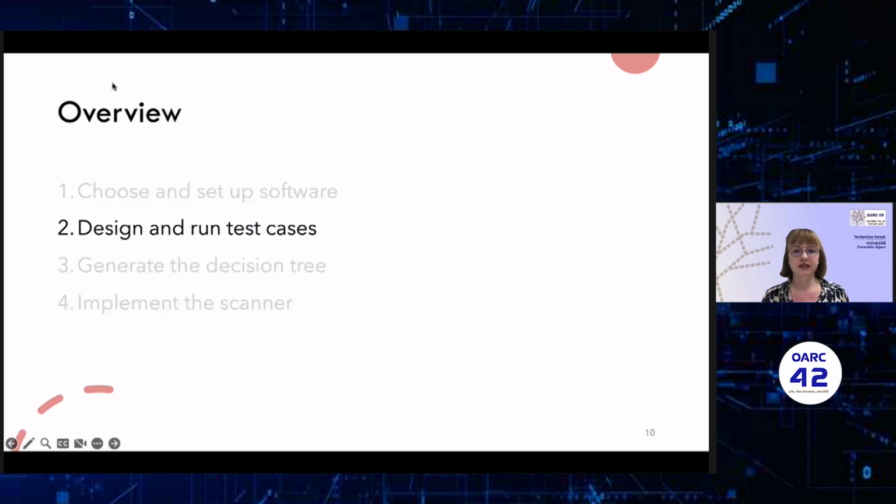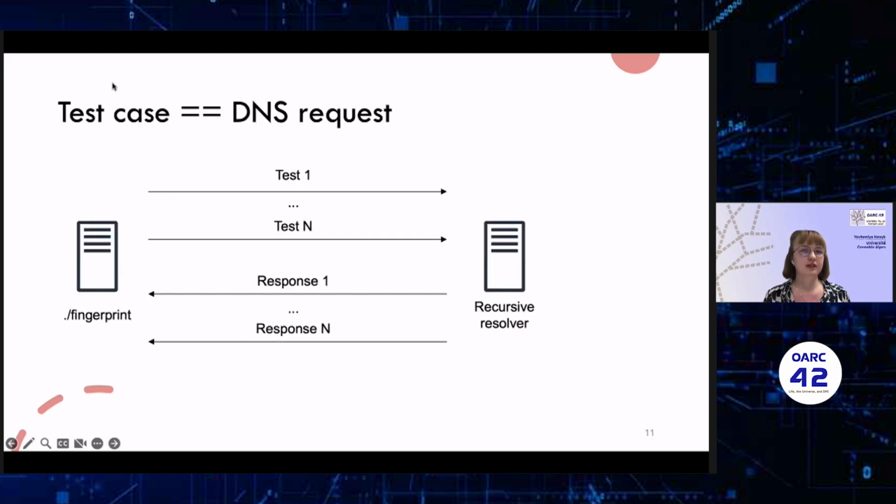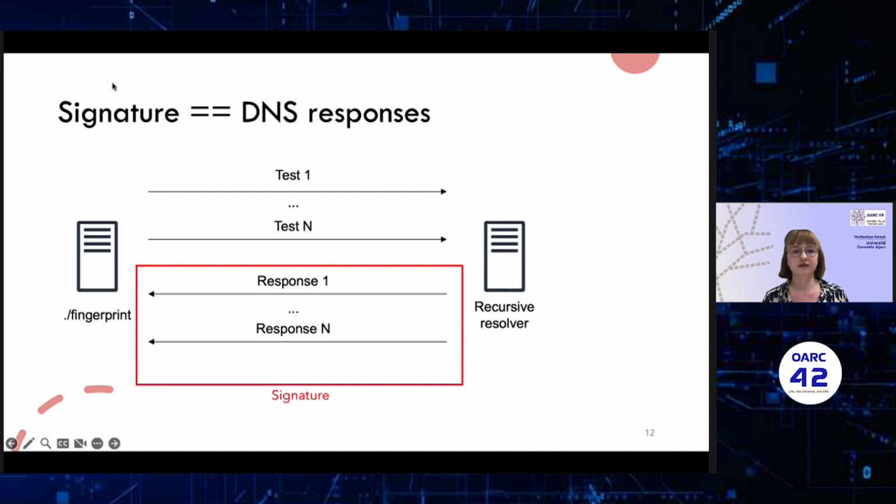So now that we have something to test, we should think what exactly do we want to test, right? As we're talking about recursive resolvers, the first thing that comes to mind is to really send a bunch of DNS requests and then to analyze the responses. So in this case, all our test cases are DNS requests. And then after all the queries are sent and we received all the responses, the bunch of all those responses is what we call a software signature.